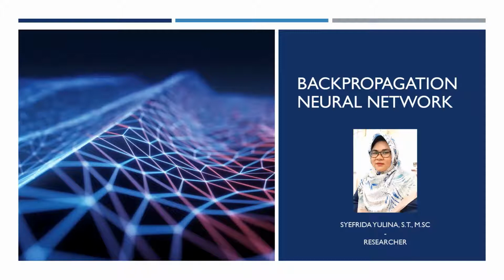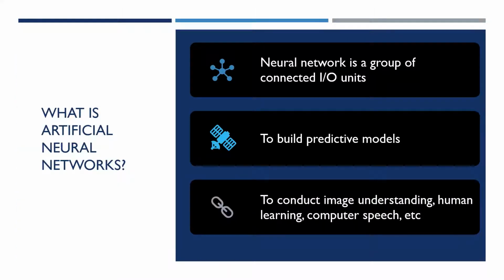Hello everyone, before we learn backpropagation, let's understand what, how and why of the backpropagation neural network. What are artificial neural networks? A neural network is a group of connected I/O units where each connection has a weight associated with its computer programs. It helps you to build predictive models from large databases. This model builds on the human nervous system. It helps you to conduct image understanding, human learning, computer speech, etc.